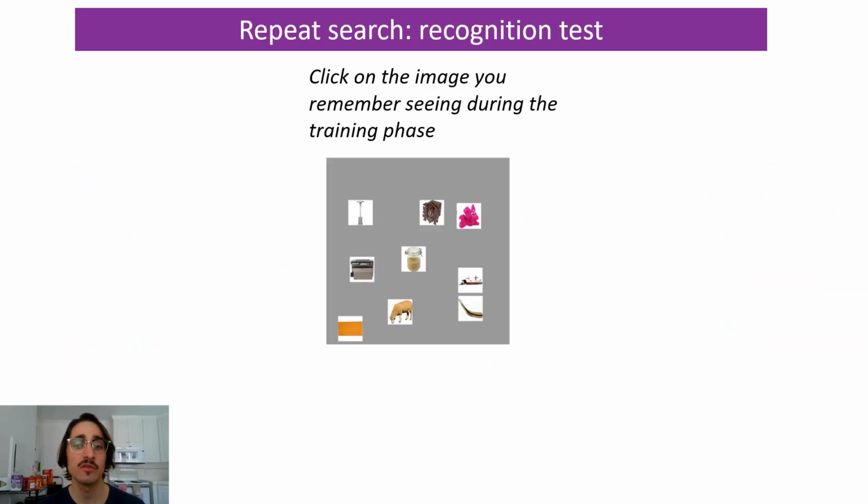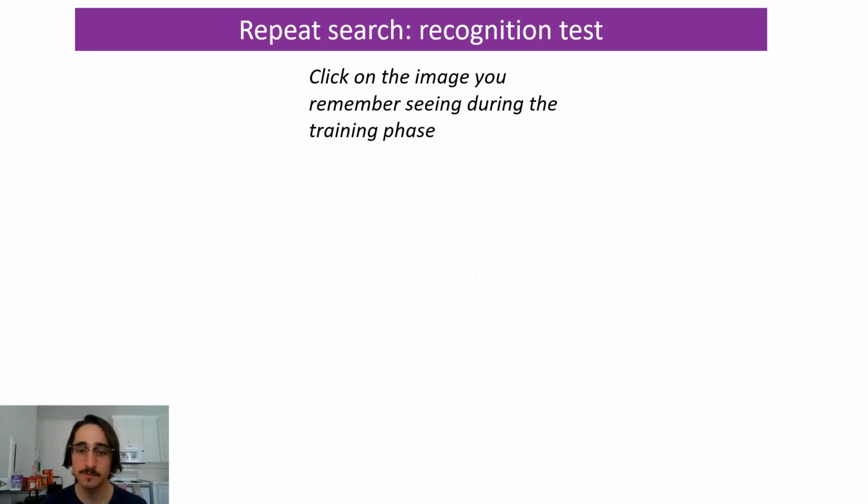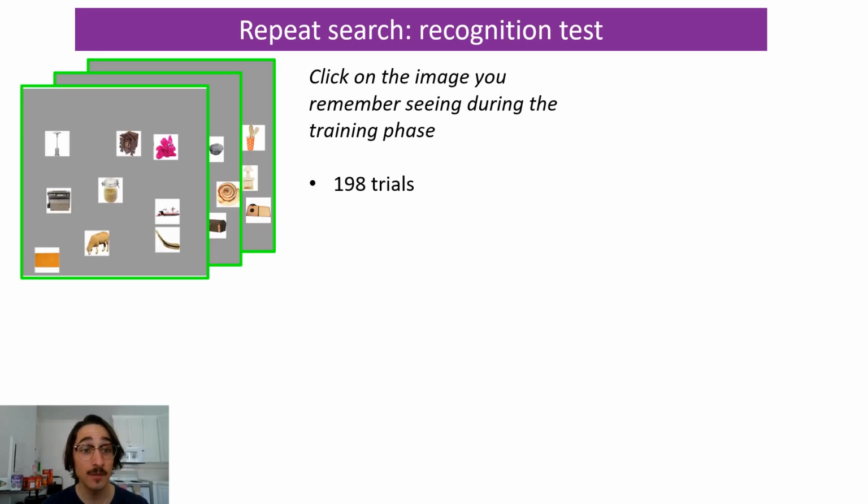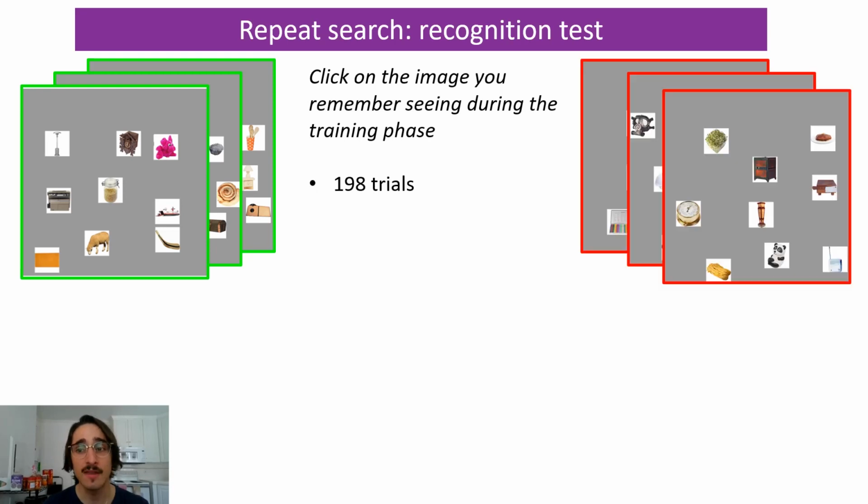And the way that we did that was we used an explicit recognition test where participants had to click on an image in a search array that they had seen before. So there was only one target present on every trial, and there was always a target present. There were 198 trials like this, corresponding to the 198 unique targets that participants searched for during training. Some of the time participants remembered what they were looking for, and some of the times they did not, and they clicked on the wrong image.